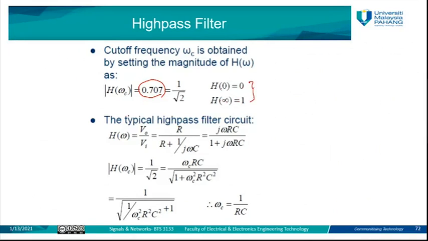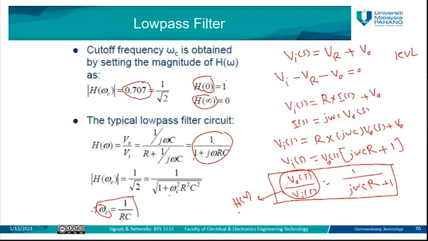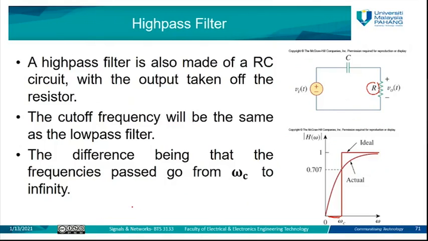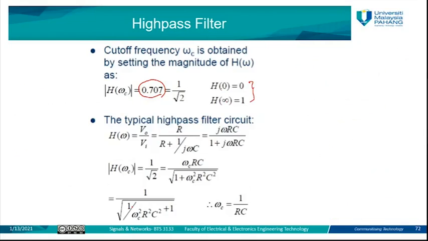So how can we find the omega C value here? Omega C is equal to 1 over RC. It is the same as the previous one, 1 over RC. The cutoff frequency for the low pass filter is the same as the cutoff frequency for the high pass filter. The only difference is where we take our output. Is it from the capacitor? So it is low pass. Is it from the resistor? So it is high pass in this case.